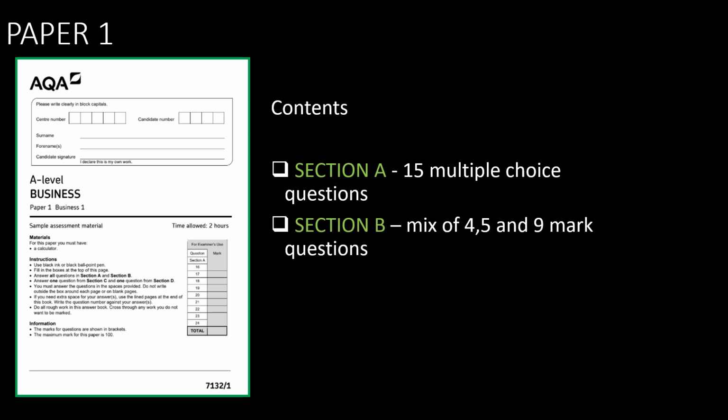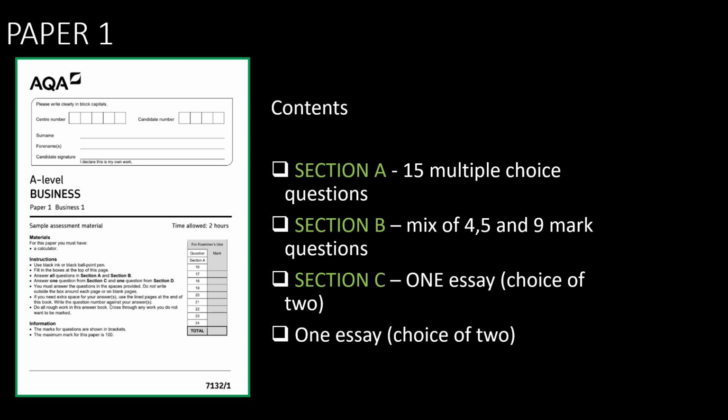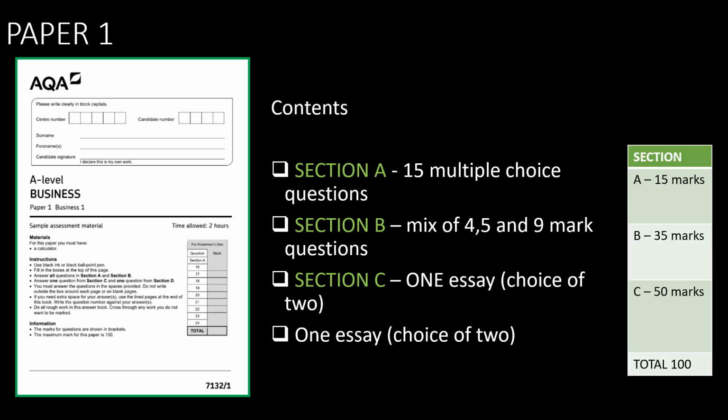Followed by section B, that's a mix of 4, 5 and 9 mark questions. And then section C is 1 essay from a choice of 2. So you choose just 1 essay. And then you get a second essay with a choice of 2, and of course you just choose 1. And the grading for that, so section A of course is 15 marks.